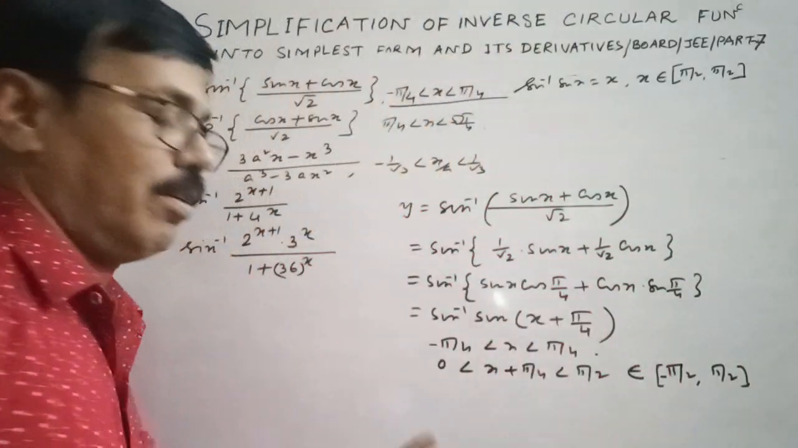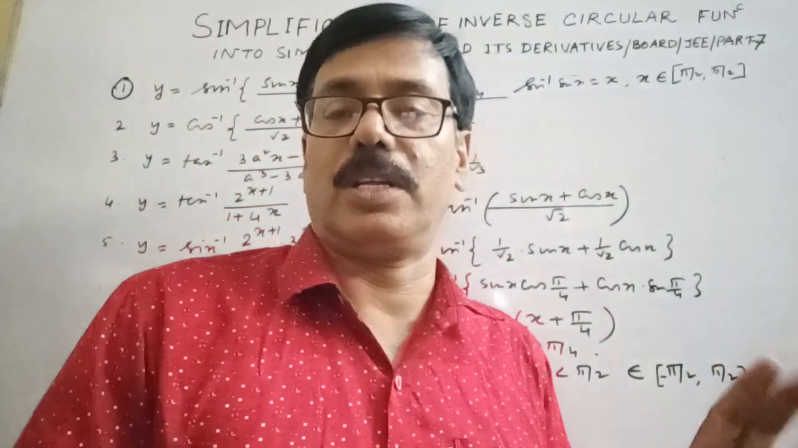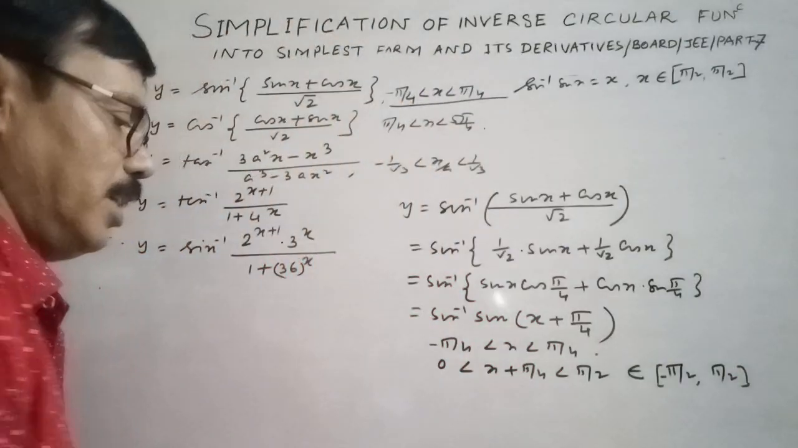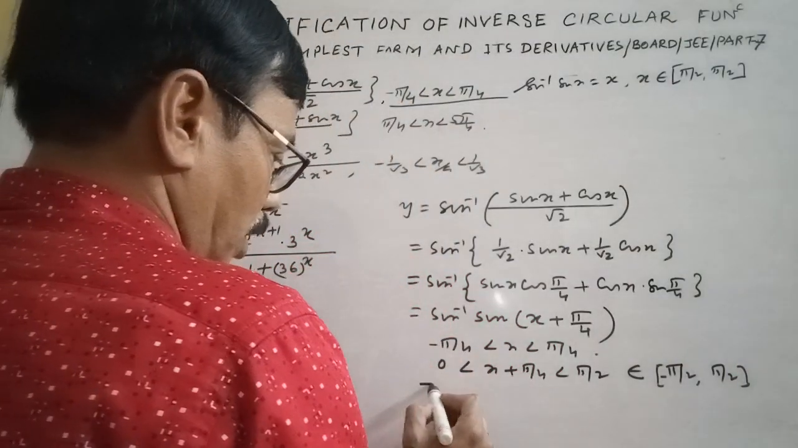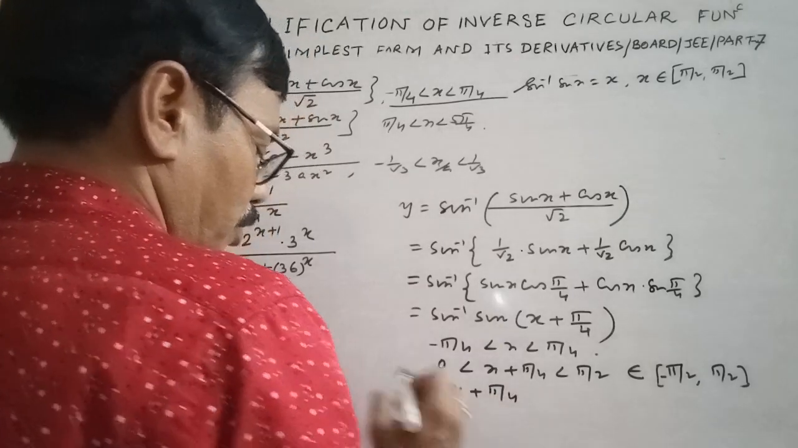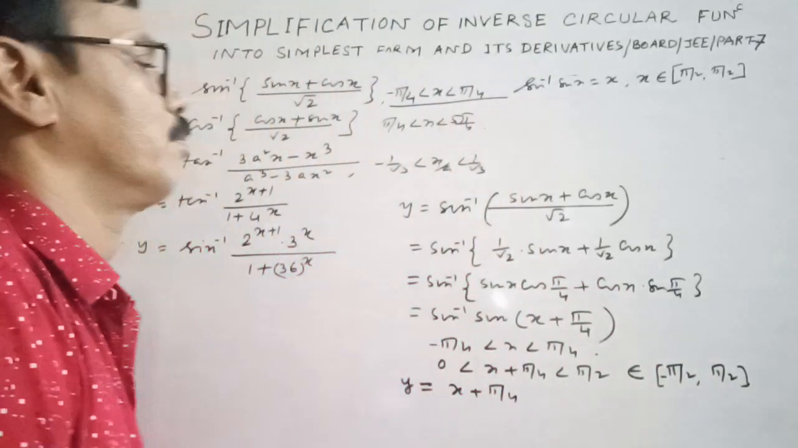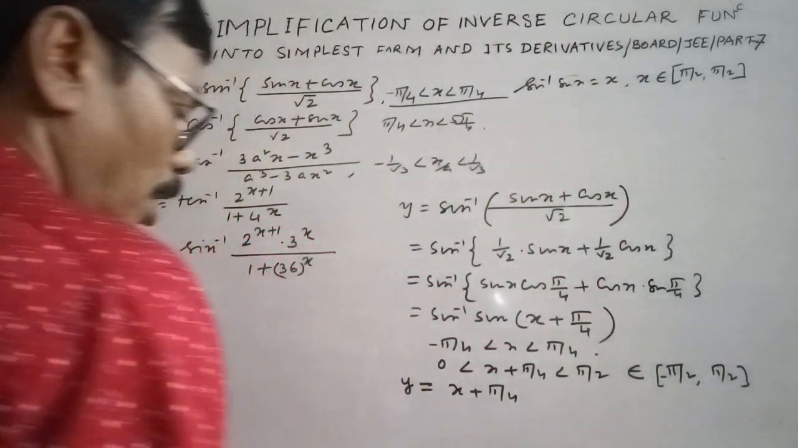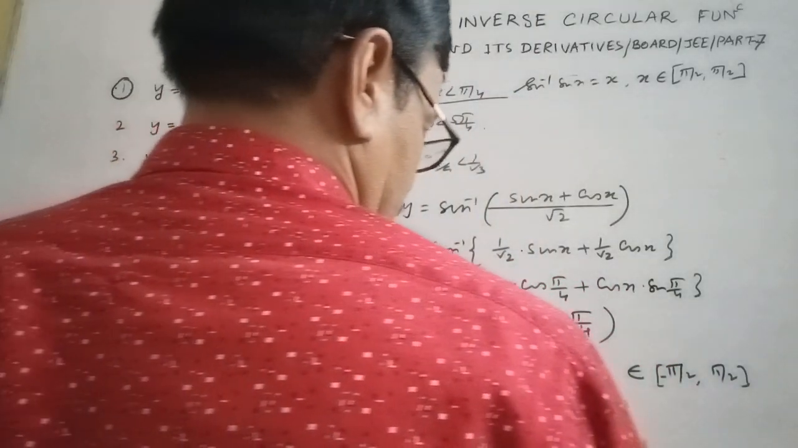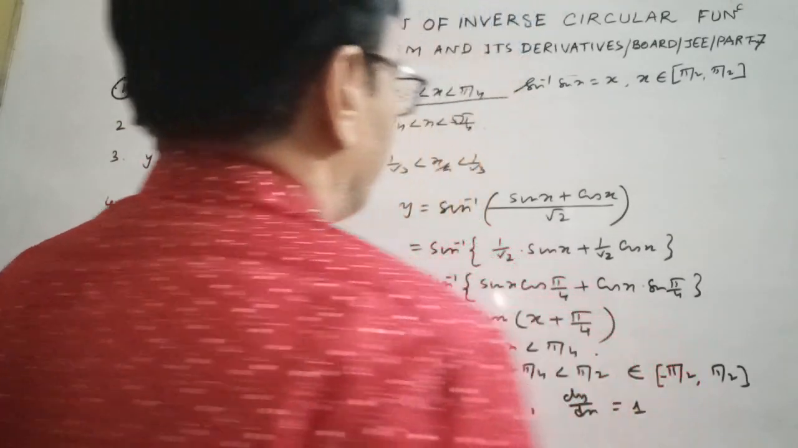So what is our main aim? If this argument belongs to principal value, then sin inverse sin x is x. So finally what you are getting? X plus pi by 4. So simplified form is y equals to x plus pi by 4. So what is dy dx? So this is simplification. Dy dx equals to 1.